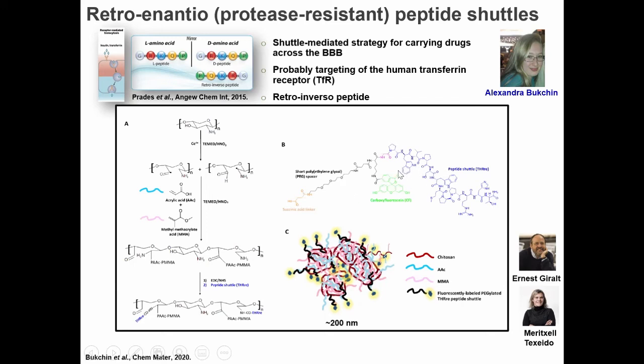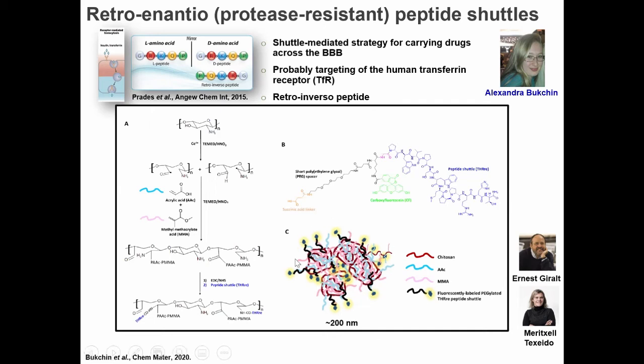And this peptide shuttle was conjugated to the side chain of the chitosan PMMA polyacrylic acid copolymer by the very common EDC NHS chemistry. So once these molecules are synthesized, they undergo self-assembly in water. They generate nanoparticles with a size range between 200 and 220 nanometers.